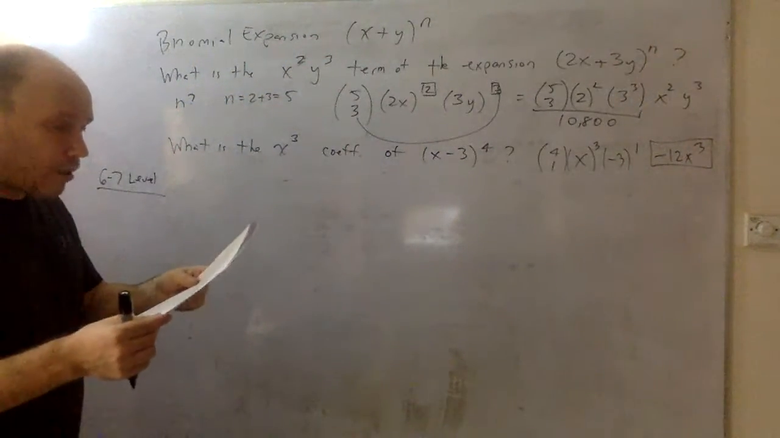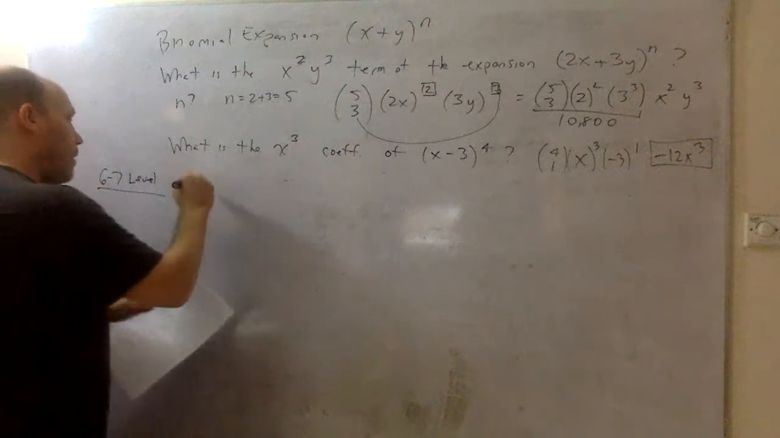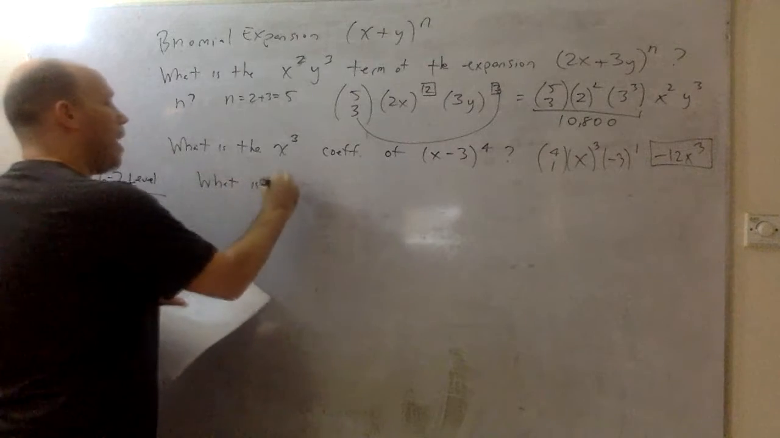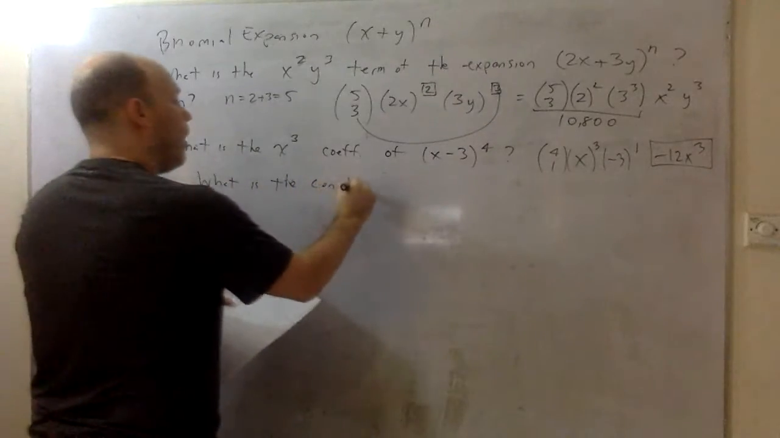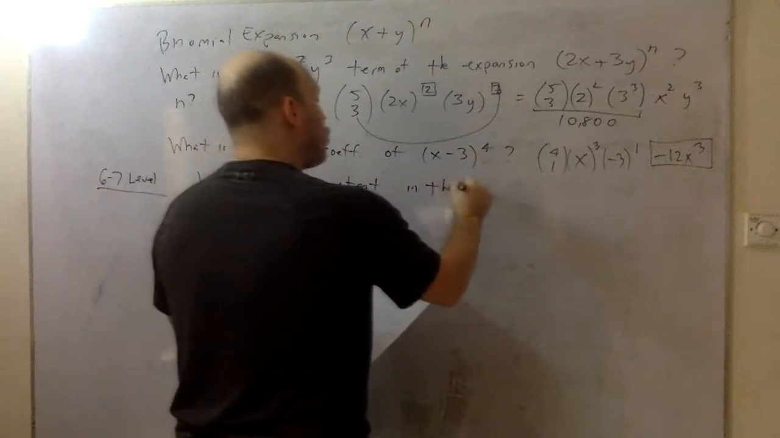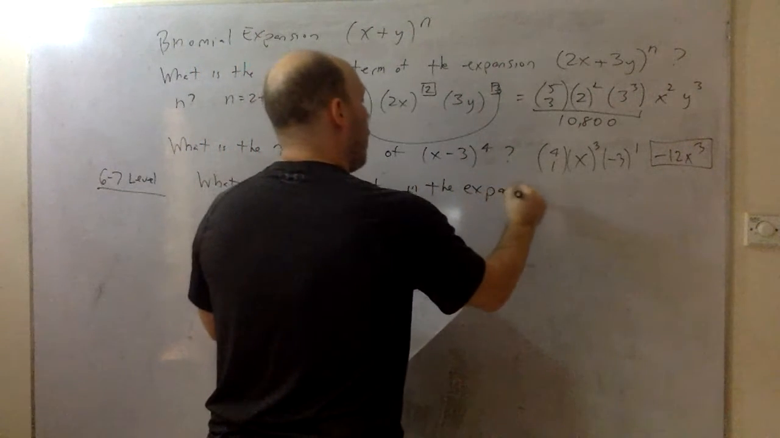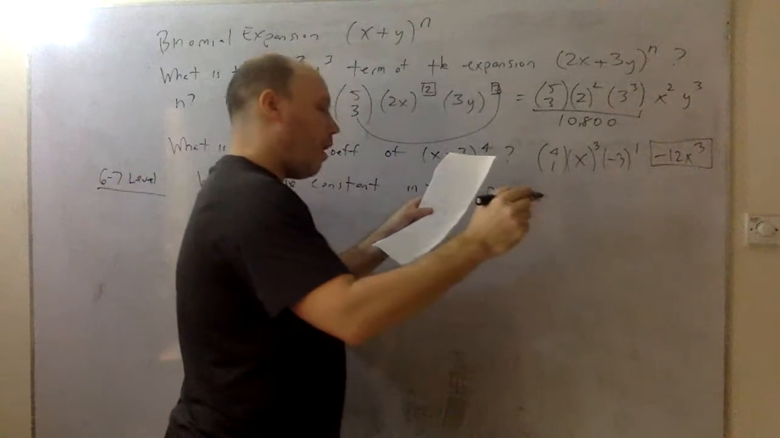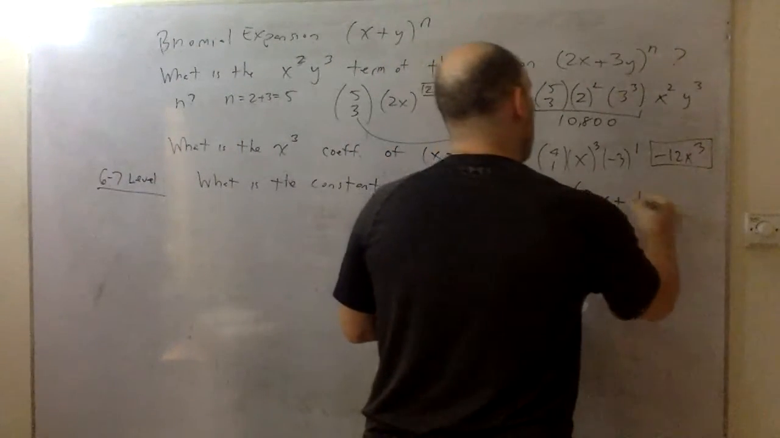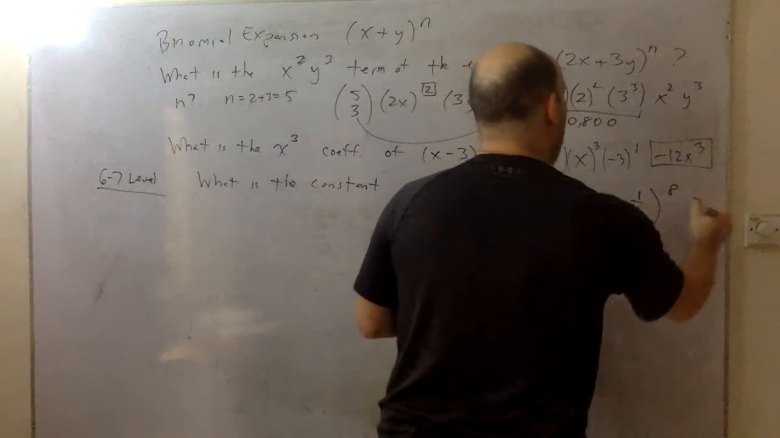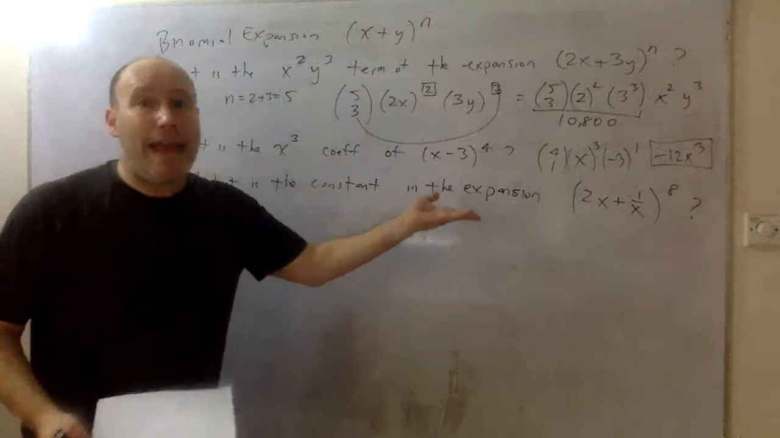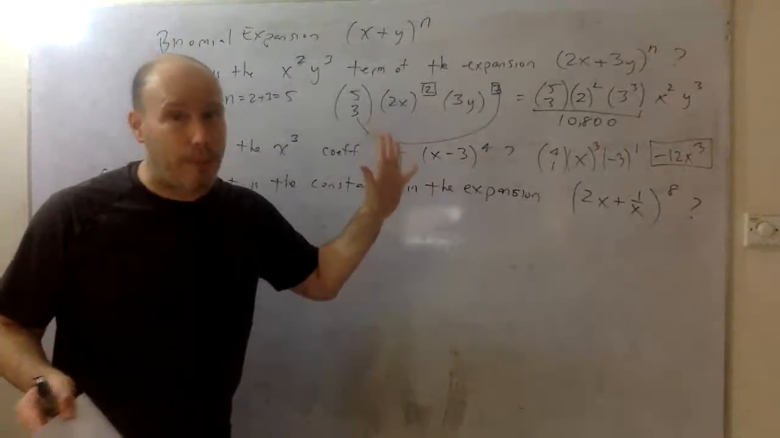So let's go on. Here's something. Ready? What is the constant in the expansion of (2x plus 1 over x) to the 8th power? Okay. What's going on there? It's on the SL exam. Sorry, but we have to deal with it.